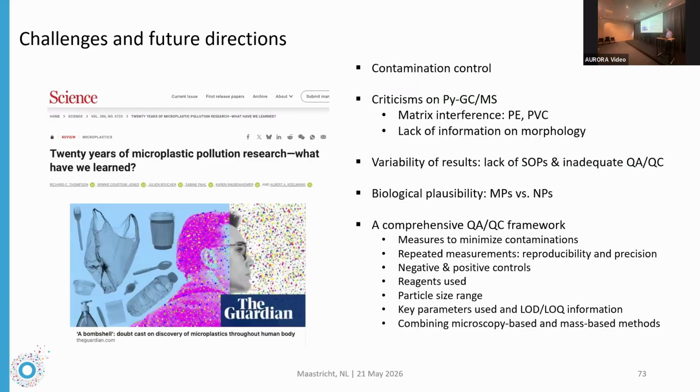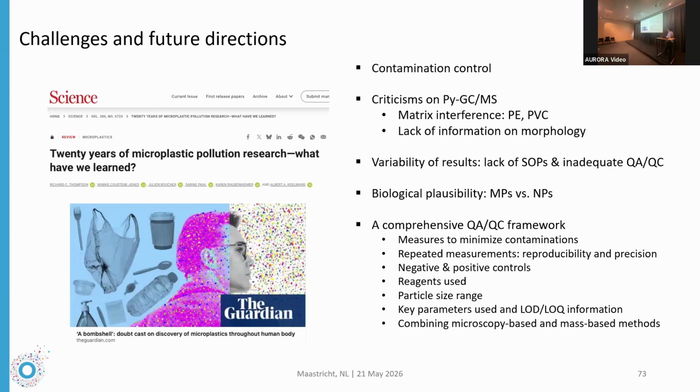And there are some challenges and debates about micro-nanoplastic assessment in human tissue, not only from academia, but also from the general media. For example, the Science paper published in 2024, and also the famous Guardian article that came earlier this year, which both have some concern or criticism on the contamination control, as well as some critiques on the pyrolysis GC-MS results because of the potential matrix interference, especially for PE and PVC, because they can be interfered by some signal from biological material like lipid or protein.